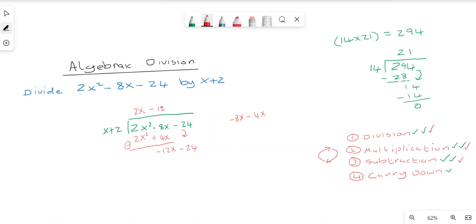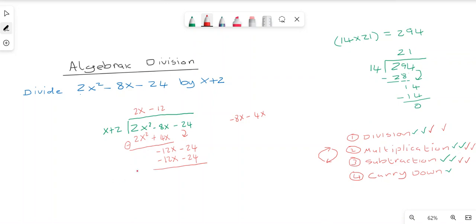And then we do the multiplication step. So we've done the division step again, so we do the multiplication step then. So minus 12 by x gives me minus 12x. Minus 12 by plus 2 gives me minus 24. Okay, and then we do the subtraction step.